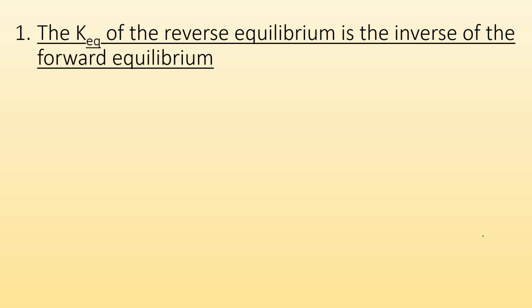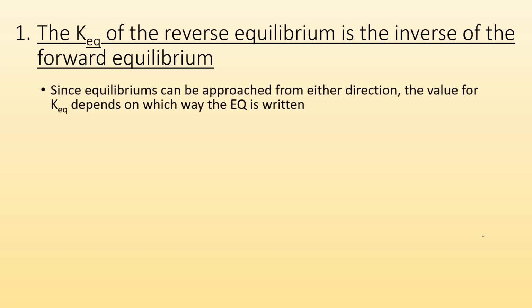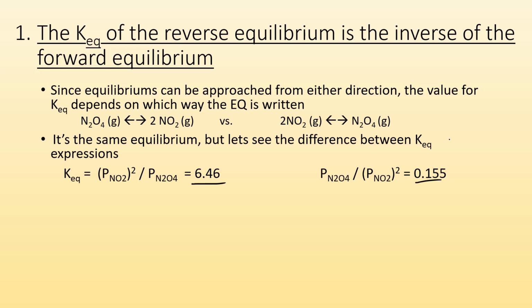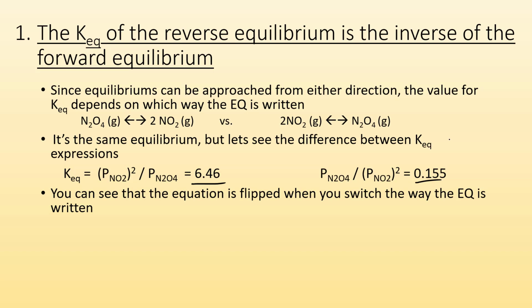So the KEQ of the reverse equilibrium is the inverse of the forward reaction. Since equilibriums can be approached from either direction, the value for KEQ depends on which way the equilibrium is written. Whether it's written N2O4 makes 2NO2, or the other way around, 2NO2 makes N2O4. So it's the same equilibrium, the same process that we're talking about, but let's see what happens to the KEQ expression. Well, if we start with N2O4 and we make 2NO2, we're going to have the pressure of NO2 being squared in the numerator. And if we have it the other way, we flip that and it's the reverse now. Now we have N2O4 on top and NO2 on the bottom. So you can see the values are different. We end up with different answers just because we are looking at it from a different direction.